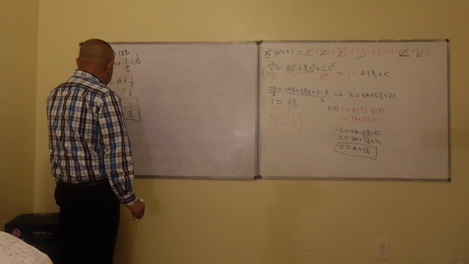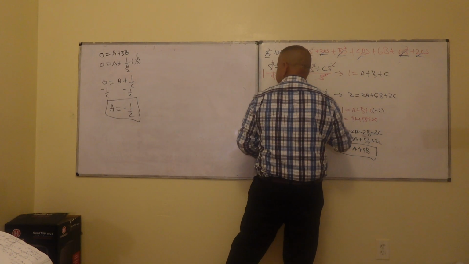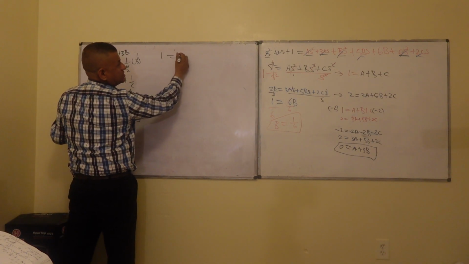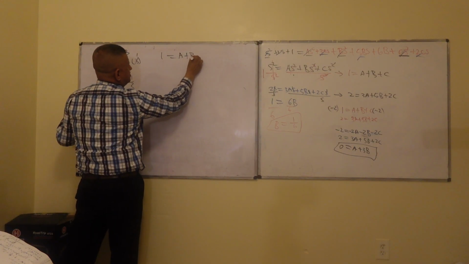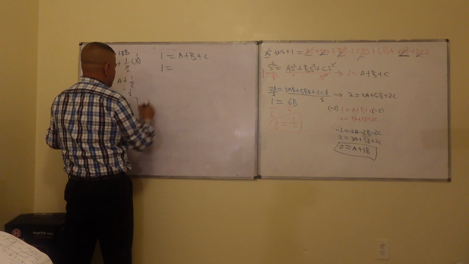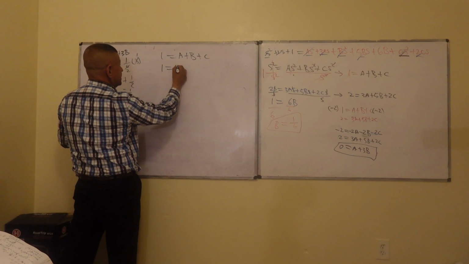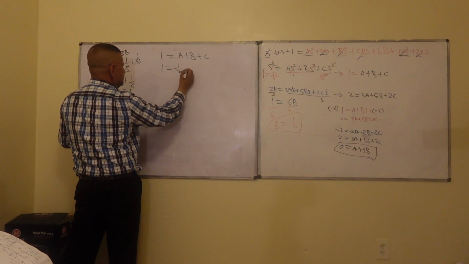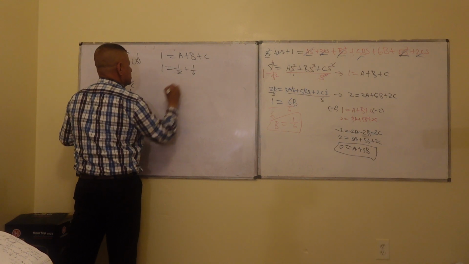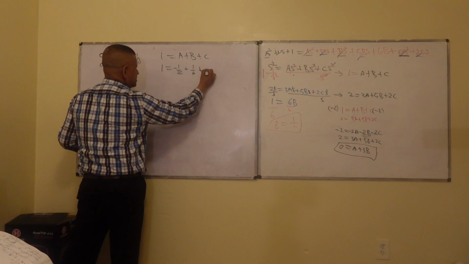Now I got an A and I got a B. All I gotta do is use any of these equations to find my C. So now I got 1 equal to A plus B plus C. That one is going to be equal to -1/2 plus 1/6, replacing A and B, and then plus C.